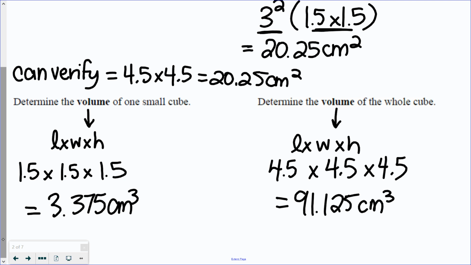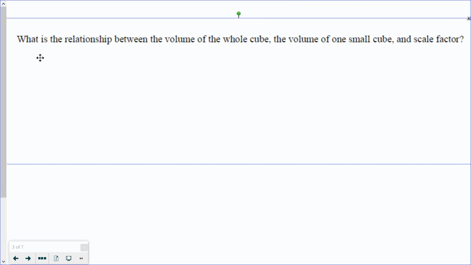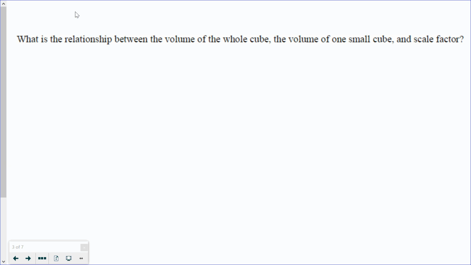So the volume of a small cube versus the volume of the whole cube, which is what it's actually saying in this next question. What is the relationship between the volume of the whole cube, the volume of one small cube, and the scale factor? So it's kind of asking us how these are related. And so our new formula that we end up looking at is our scale factor cubed. When we're talking about cubed, again, we're talking about volume, so 3 measurements.